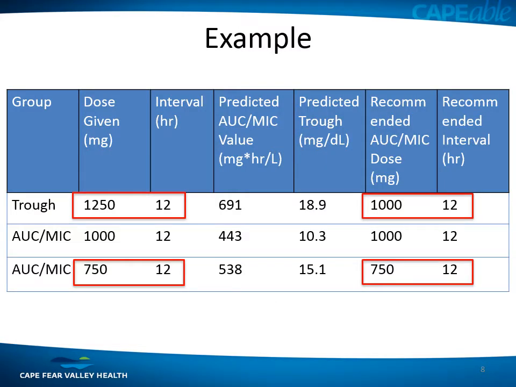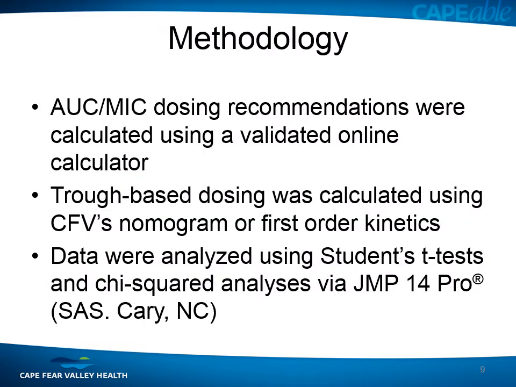This is an example of how groups were decided. Patients in the trough-based groups were given doses that were different than the recommended AUC to MIC dose, which you can see represented here by the two red boxes. Patients in the AUC to MIC group were given doses that represented the recommended AUC to MIC based dose. AUC to MIC dosing recommendations were calculated using a validated online calculator. Trough-based dosing was calculated using either Cape Fear Valley's nomogram or first-order kinetic equations. Data were analyzed using Student's t-tests and chi-squared analyses via JMP 14 Pro.